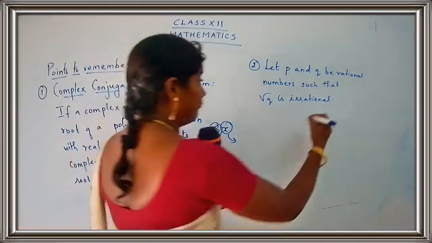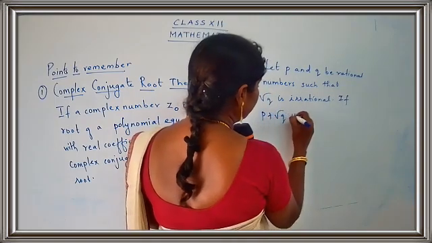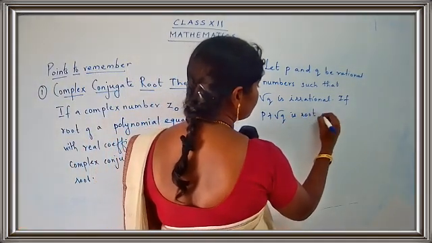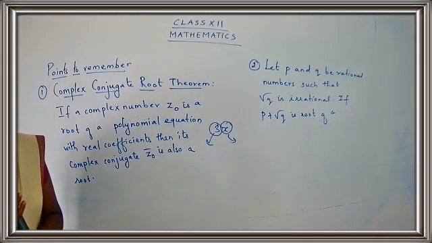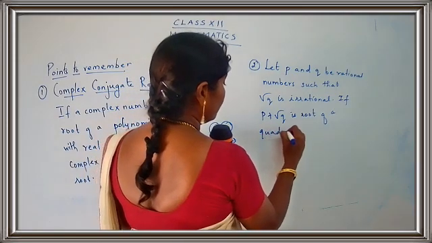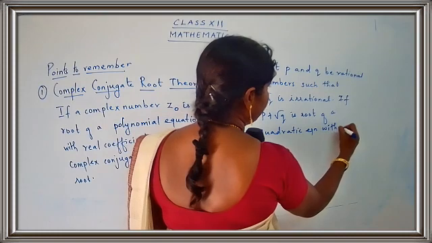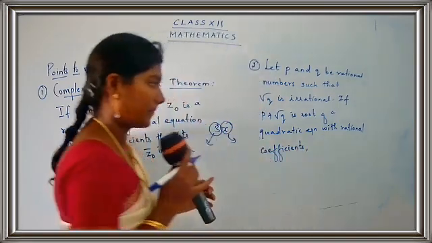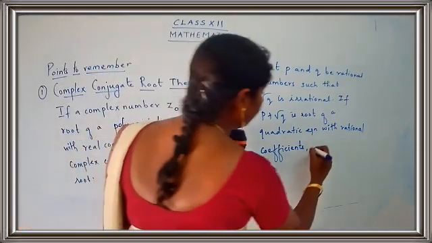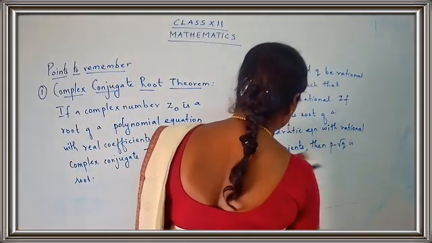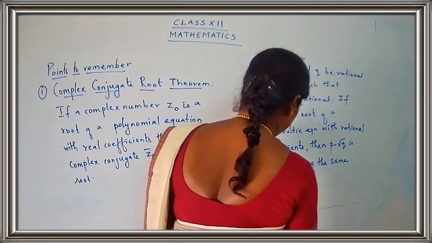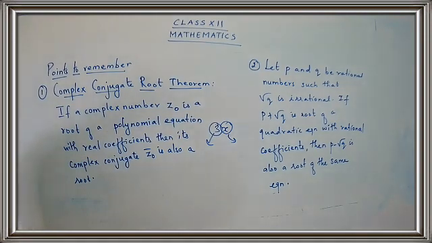And also they have given that if P plus root Q is a root of a quadratic equation with rational coefficients, then P minus root Q is also a root of the same equation. So this is your point number 2.